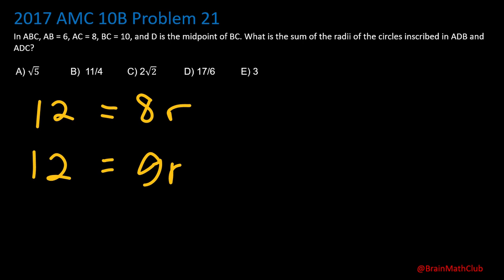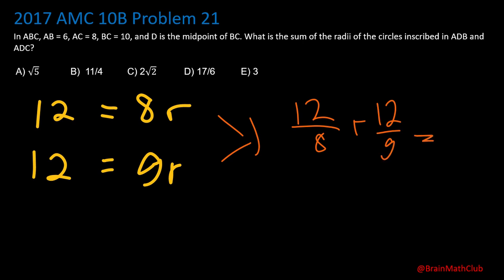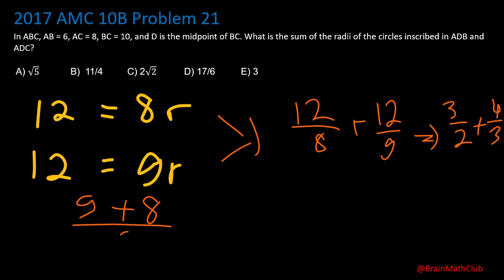Now we want to find the sum of the radii. So by doing this, we get 12 over 8 plus 12 over 9, which then yields 3 over 2 plus 4 over 3. Now, if we sum those, we know 3 times 3, that's 9. 2 times 4, that's 8. 3 times 2, that's 6. This is equal to 17 over 6. Therefore, D is our answer.